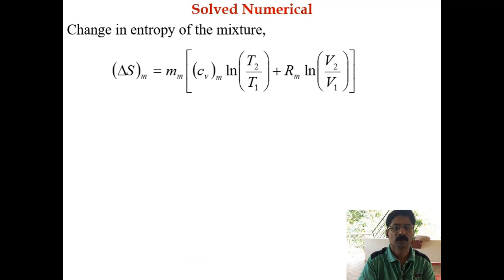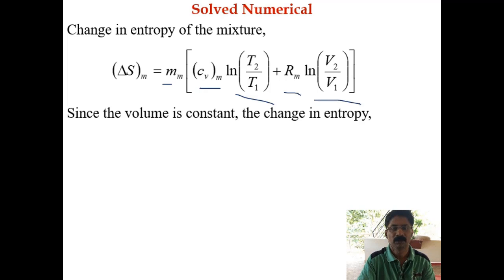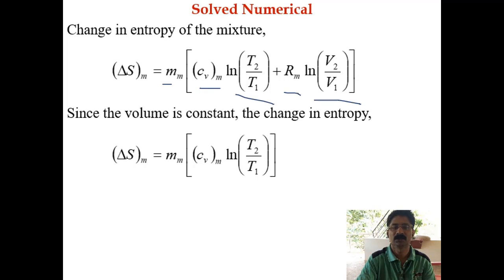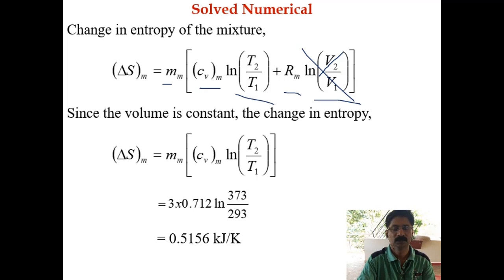So change in entropy of the mixture, delta S mixture, is equal to mass of the mixture into Cv for the mixture into ln T2 by T1 plus R for the mixture into ln V2 by V1. Since the volume is constant, V2 by V1 becomes 1, so ln of 1 is 0, and this term gets cancelled. So you'll get m_m into Cv_m into ln T2 by T1. After proper substitution, we'll get it as 0.5156 kilojoules per Kelvin.